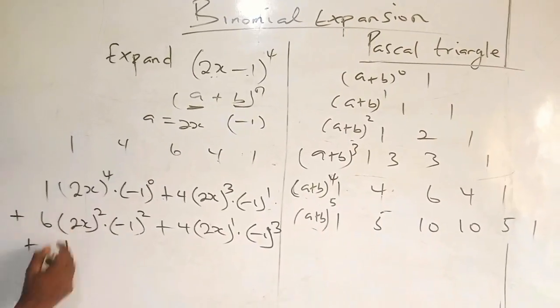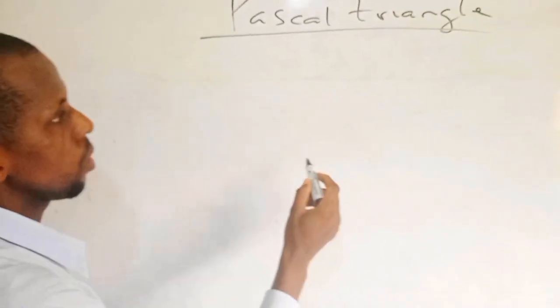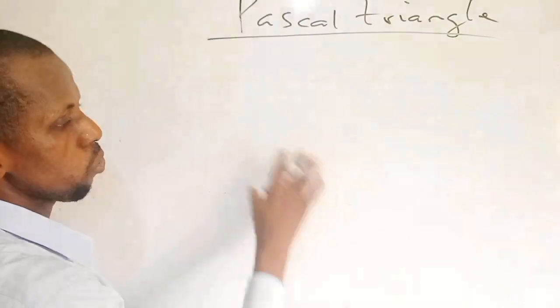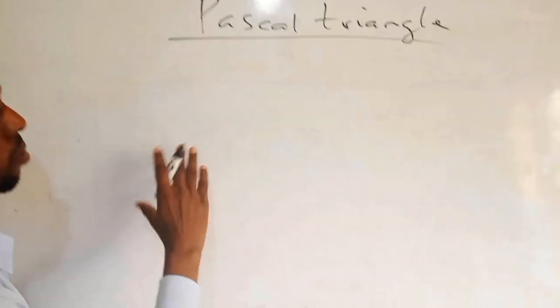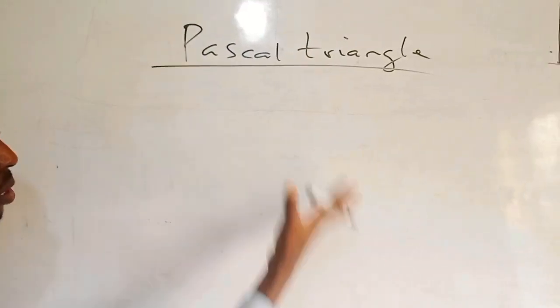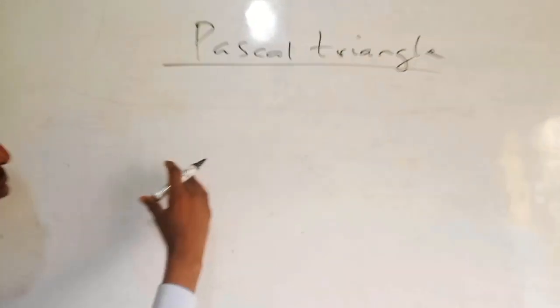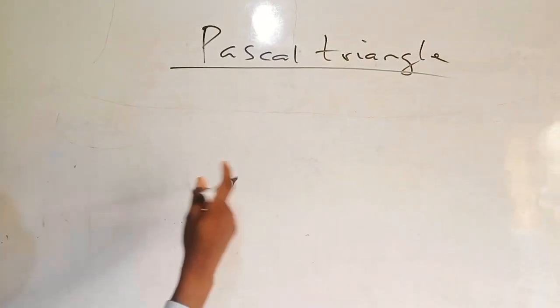1. What is a Pascal triangle? The Pascal triangle helps us to solve our binomial expansion in a very easy way by building the coefficients to use in solving our binomial expansion.